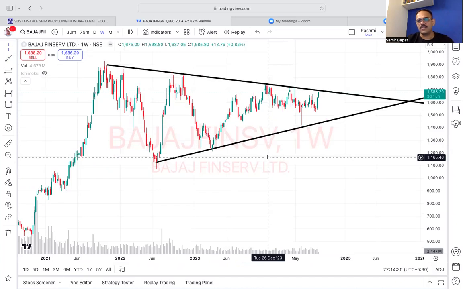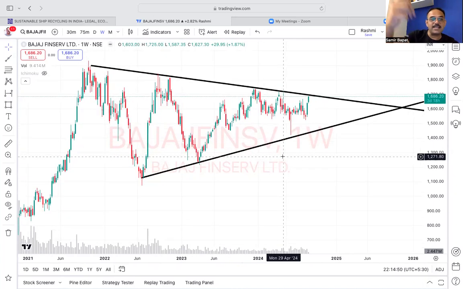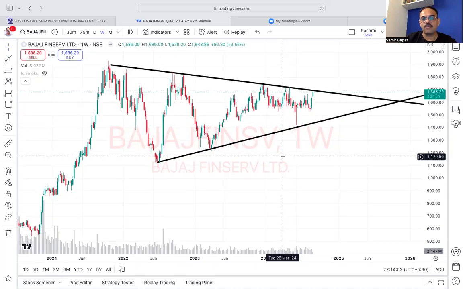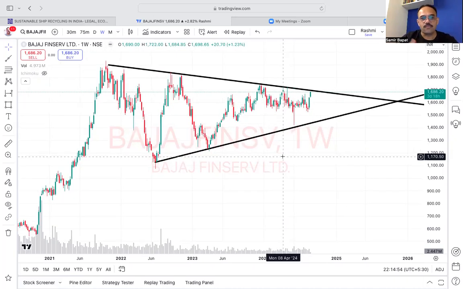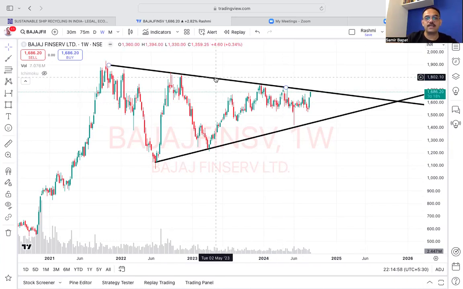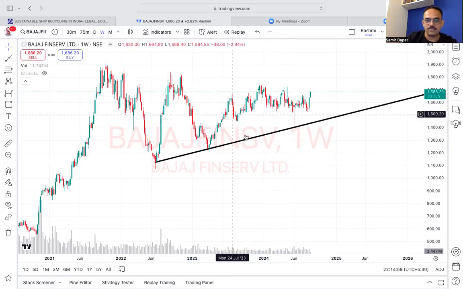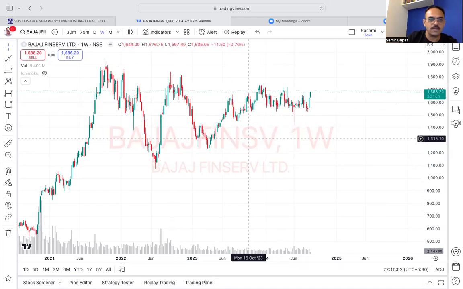How many of you can see this triangle on a weekly chart? Can I have a yes from everyone that we have found something here? Thanks to Raj. Yes. Now we have a weekly BAJAJFINSV triangle. Okay. Now, if it breaks out, let me draw it again properly so that we all have something to observe.